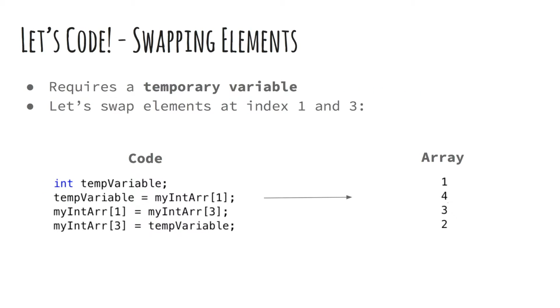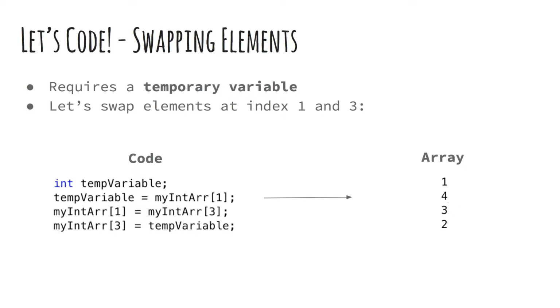Swapping elements is an operation used commonly with arrays, but also with most other data structures. It's generally used when sorting, and it requires a temporary variable in order to perform. As you can see in our example below, we're swapping the index positions 1 and 3 of our myInt array that we initialized in a previous slide.